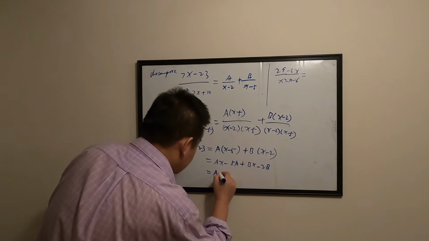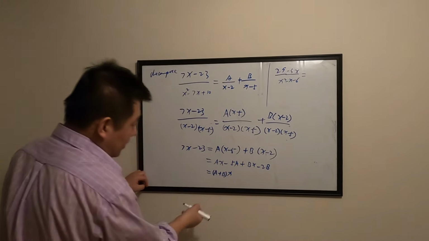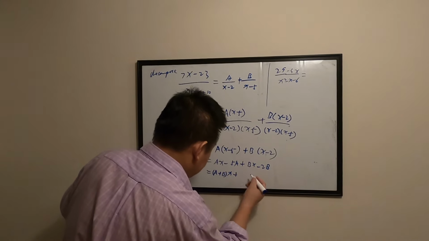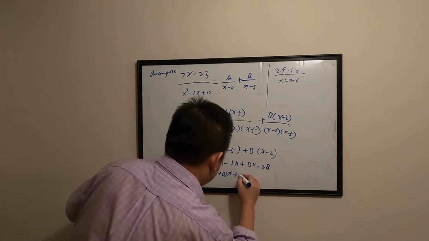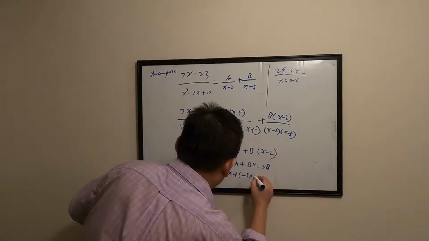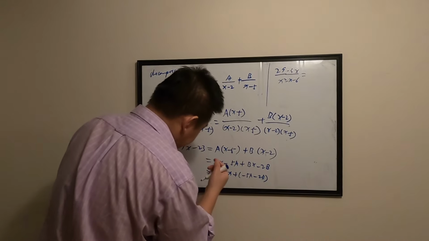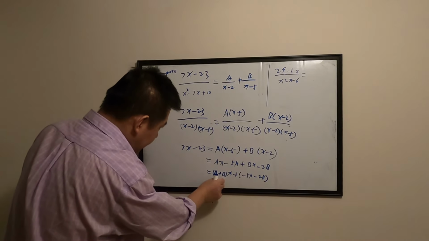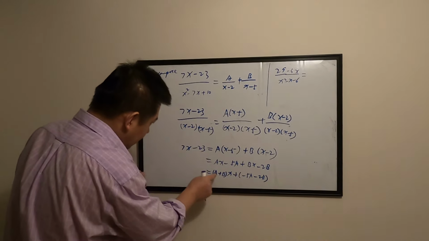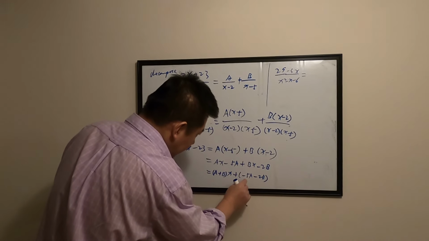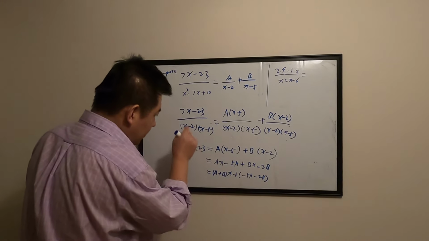Okay, here. So Ax, Bx is equal to A plus B times x, and 5A, 2B. Okay, here the x coefficient, and here is a constant, so it means the coefficients are the same. A plus B is 7, and negative 5A minus 2B is equal to negative 23.